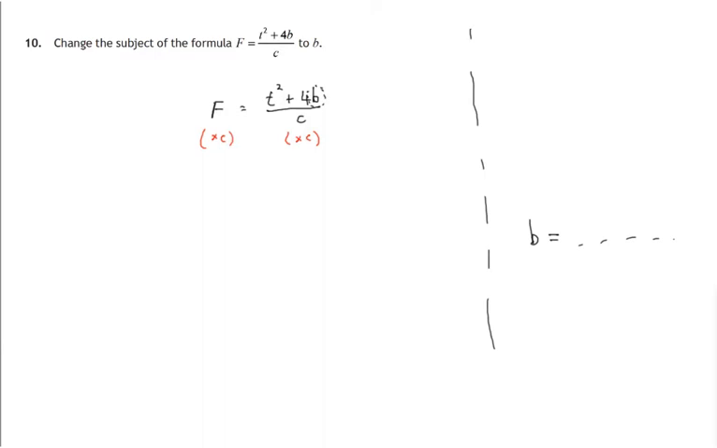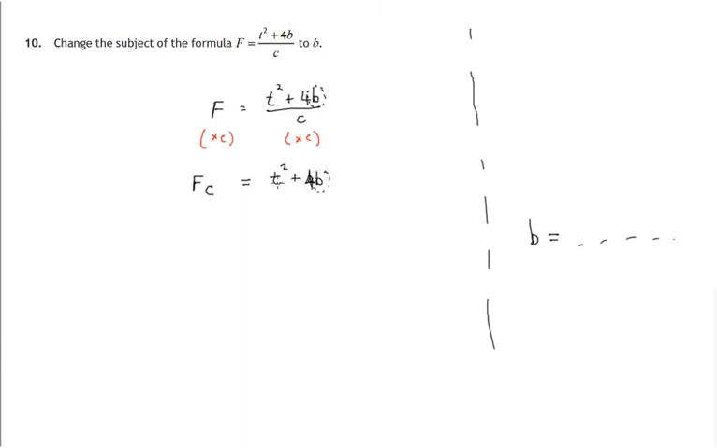So on the left hand side, f times c. On the right hand side, when you multiply by c and divide by c, that cancels. So you're left with t squared plus 4b. That's the reason that you're multiplying by c, is to get rid of this divide by c. So remember, b is the thing we're trying to isolate.